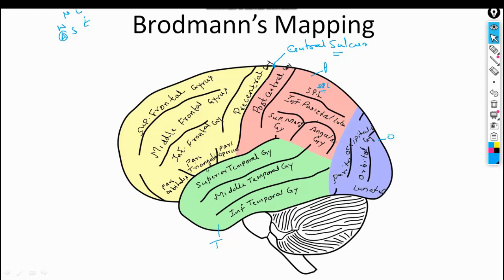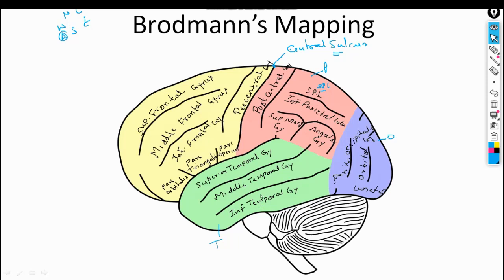Clear? So inferior to this, here we see an important gyrus. This is the superior temporal gyrus, and then further as you go inferior to the superior one, you can see this one is the middle temporal gyrus, and below this is the inferior temporal gyrus. So these are the important landmarks.